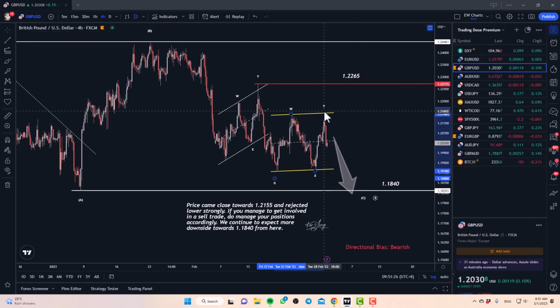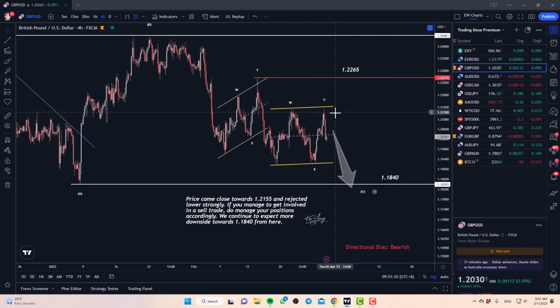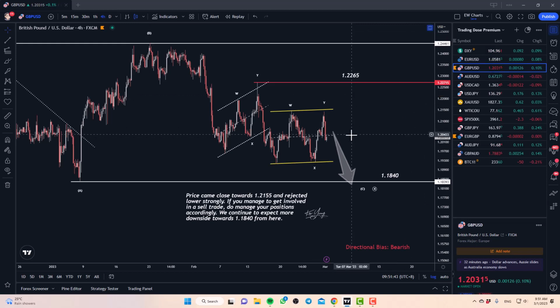For me, I did not manage to capitalize on this, but I don't know if some of you are in, that's great. Some of you might have looked at it as a top, or used price action to get involved from that rejection. Then my suggestion is just to manage this position. I think from here, after this little reaction yesterday, we can expect this to keep falling towards 1.1840, which would be a pretty decent trade to the downside.